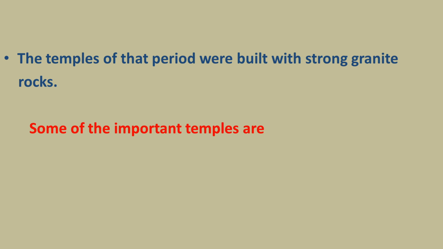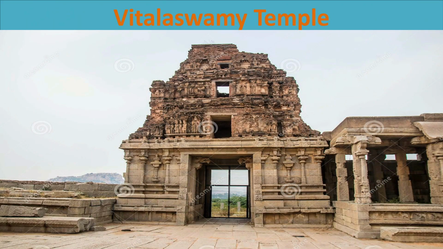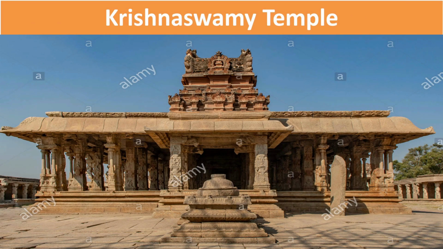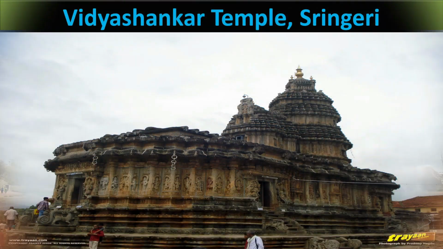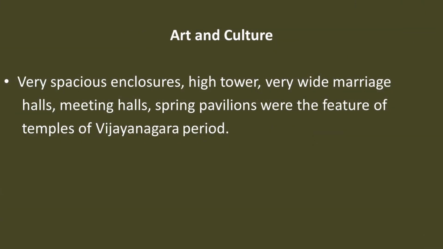The temples of that period were built with strong granite stones. Some of the important temples are Kalyana Mantapa of Virupaksha temple in Hampi, Hazara Ramaswamy temple, Vitala Swami temple, Krishna Swami temple, Kamal Mahal, and Sringeri's Vidyashankar temple. These famous temples were built during Vijayanagara period. Very spacious enclosures, high towers, very wide marriage halls, meeting halls, spring pavilions were the features of temples of Vijayanagara period.